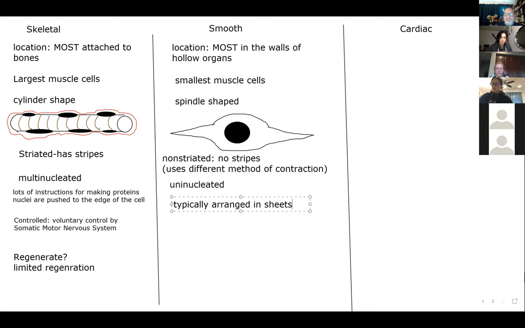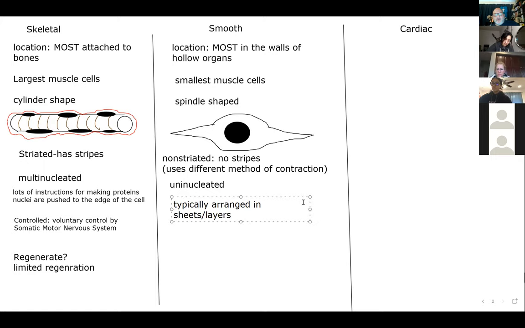In sheets or layers. So for instance, in our small intestine, we have a circular layer that changes the diameter of the small intestine. We have a longitudinal layer that changes the length of it. And someone mentioned peristalsis earlier. That's basically what peristalsis is. It's alternating contraction. So you contract the circular and then you contract the longitudinal. Squeeze and shorten, squeeze and shorten, squeeze and shorten. And as you do that to the organ, basically you move that cheeseburger through your small intestine.